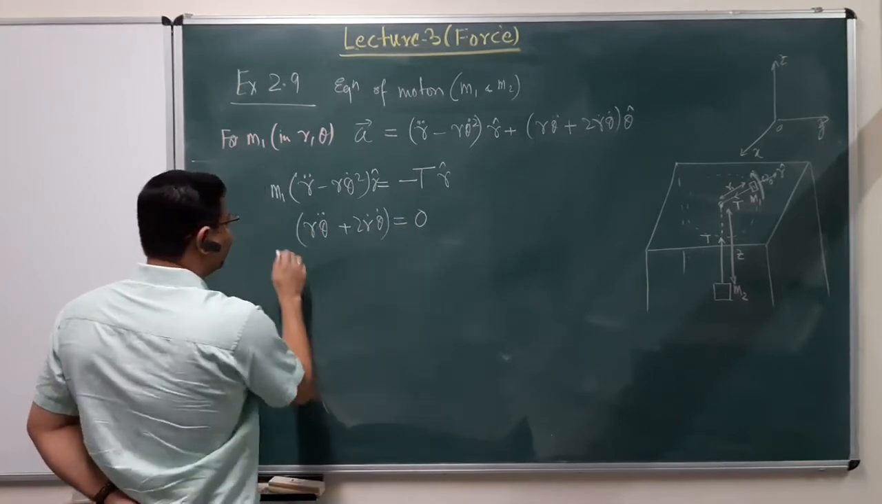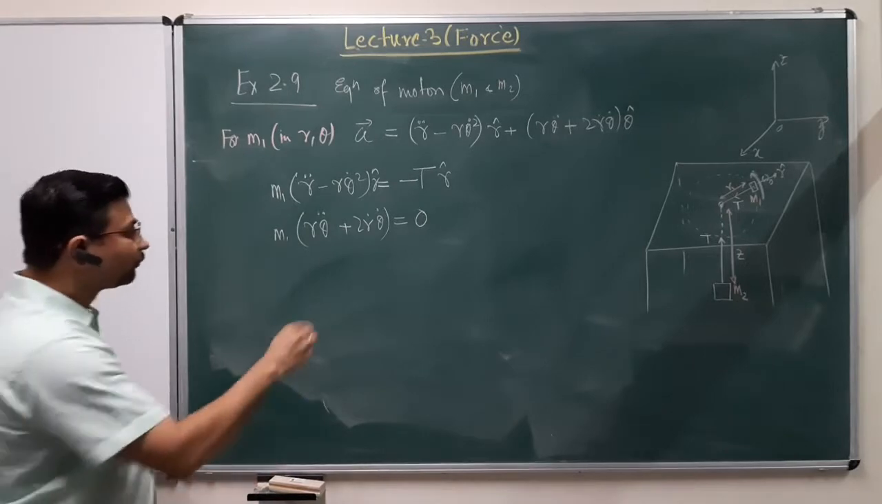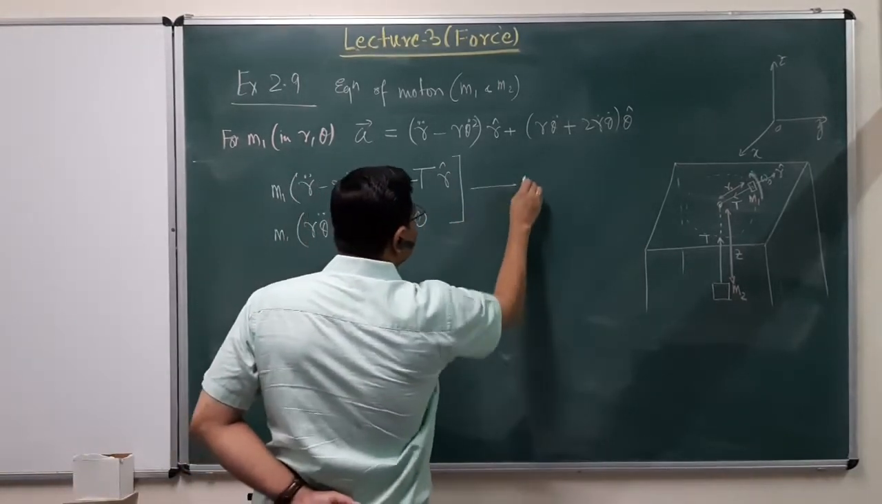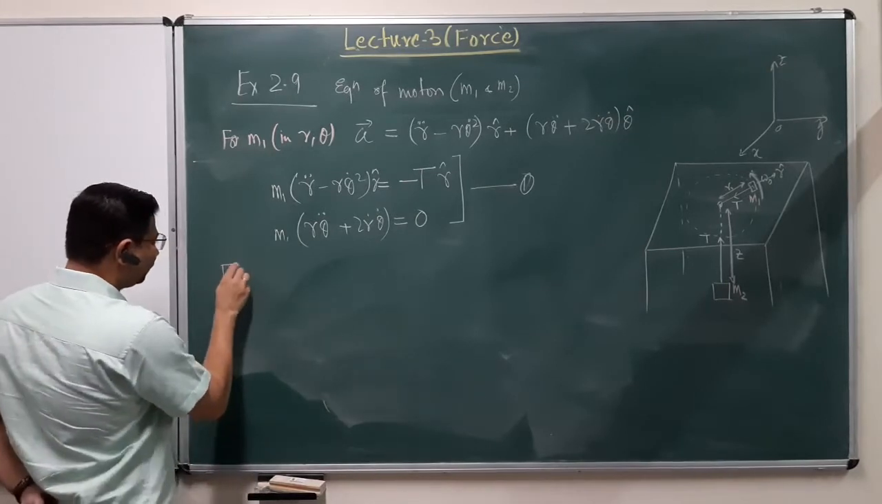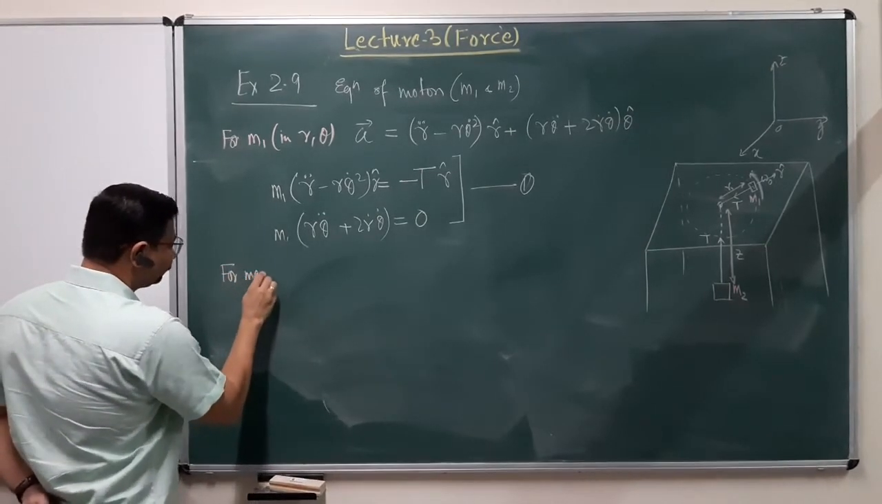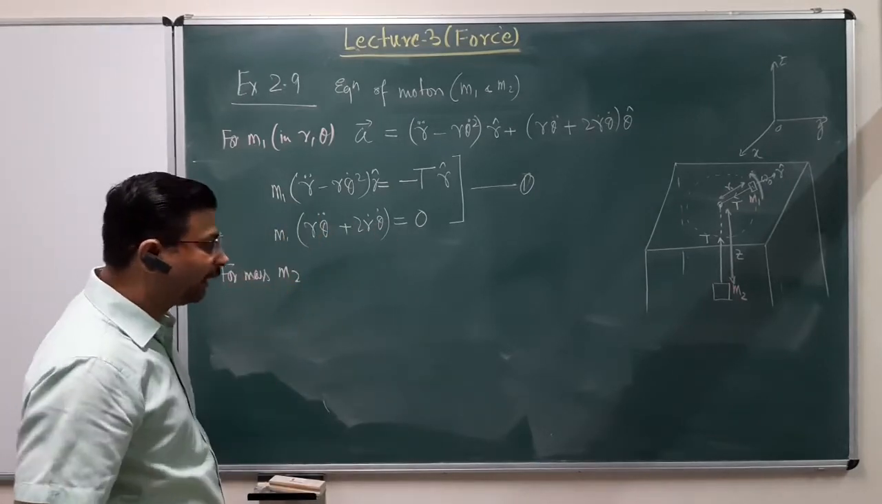I mean, of course, I can just continue to write down in terms of force. So this is equal to 0. This is my one equation. Basically, this is for mass m1, and now we can write down the same thing for mass m2, which is hanging freely under gravity.